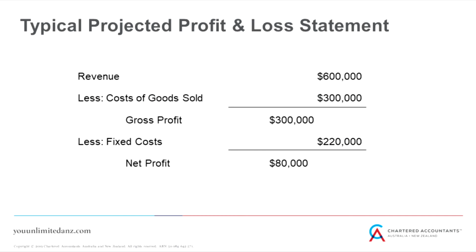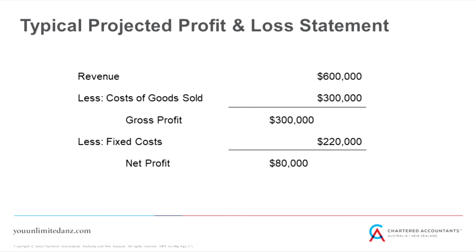Let's take a look at a projected profit and loss statement using the cafe as an example. The first line is revenue of $600,000, so this represents the money coming in, what I'm earning from my customers who are paying me for their meals and their drinks. I might also charge customers a fee for a home delivery service, so that would be included in my revenue as well. The next step is to deduct my cost of goods sold.